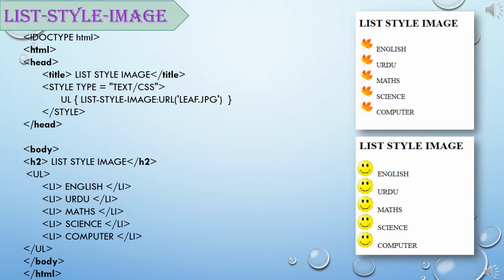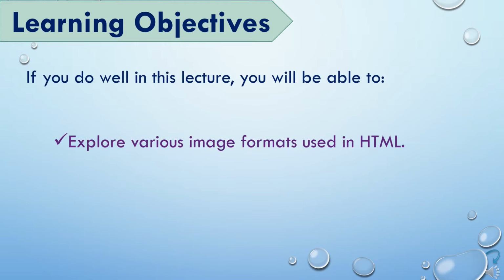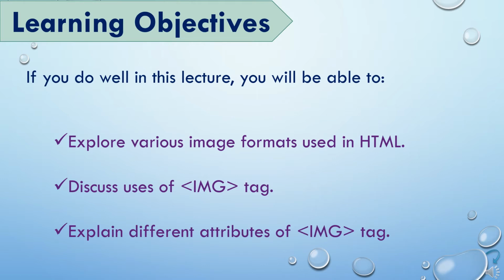Now, let's begin today's lesson. Learning objectives. Students, if you do well in this lecture, you will be able to: 1. Explore various image formats used in HTML. 2. Discuss uses of the img tag. 3. Explain different attributes of the img tag.